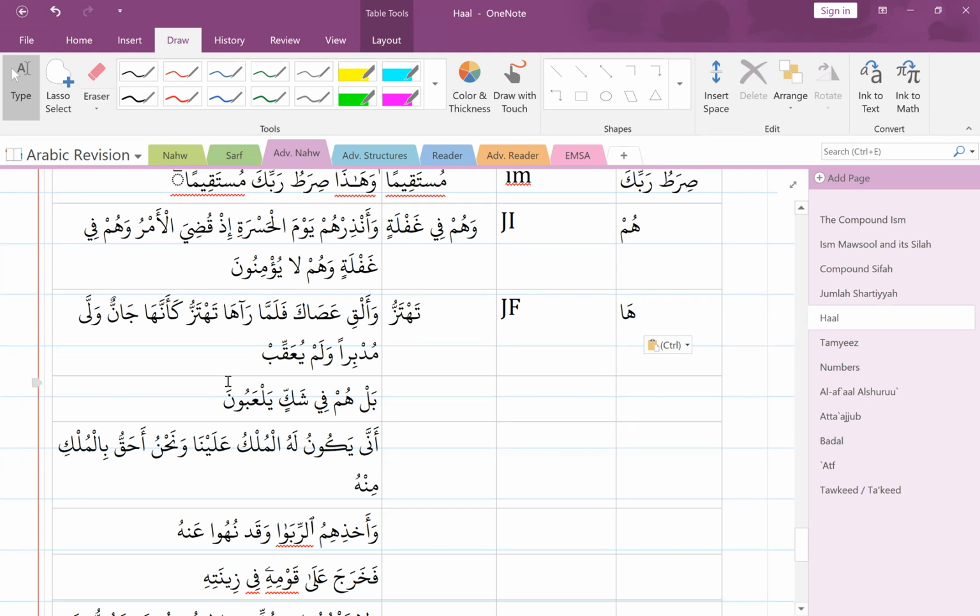Yes, when I read further on, كأنها جان, that was جملة اسمية, ولى مدبرا. Now here I see a منصوب, and I'm wondering, if I don't have any vocabulary, what this would be. It doesn't look like a موصوف صفة. So remember, before you look for Hal, you look for a complete sentence. For completeness. And ولى, I don't know if it's complete or not. Is ولى actually a verb?